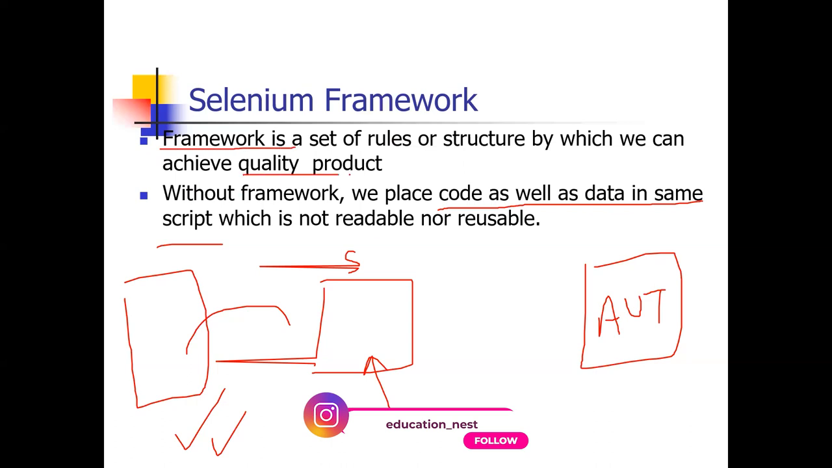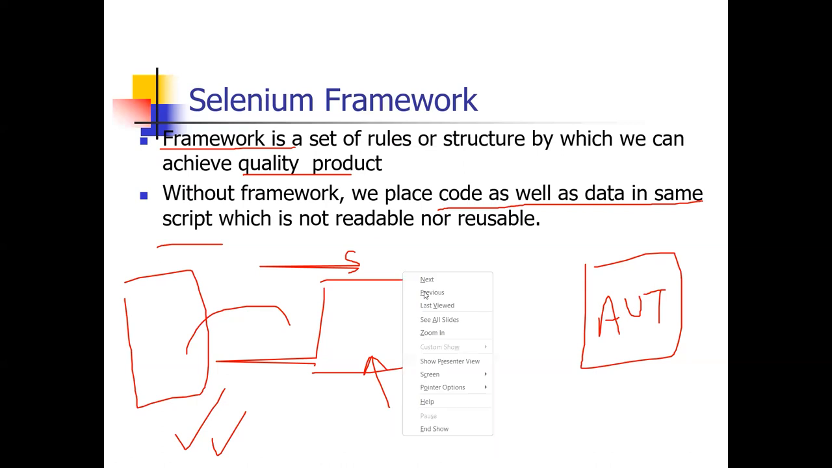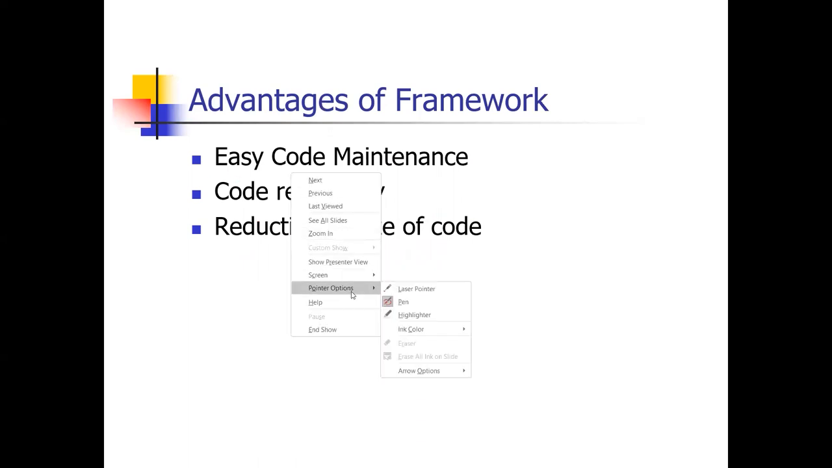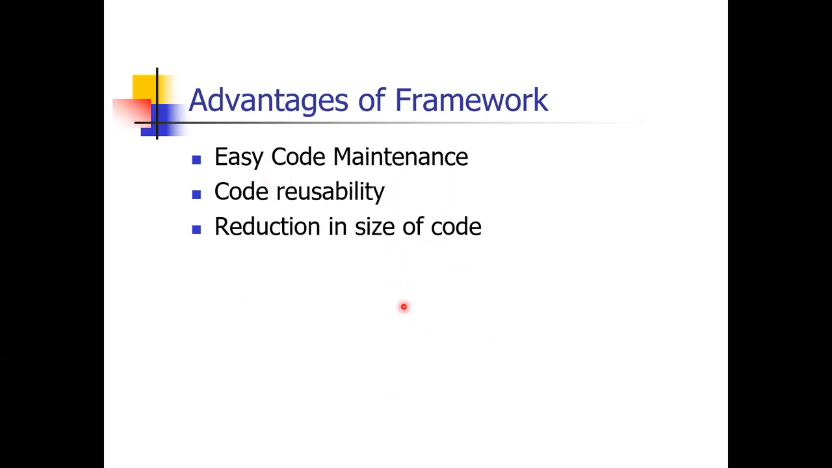If you want a quality product, then a framework is important. A framework is a set of rules or structure by which we can achieve a quality product. Without a framework, we place code as well as data in the same script, which is not readable or not reusable. So the advantages of a framework are easy code maintenance, code reusability, and reduction in size of code. Easy code maintenance means if there is any issue in the code, and the code is small and you keep data in a separate place, then finding any mistake will be easy.